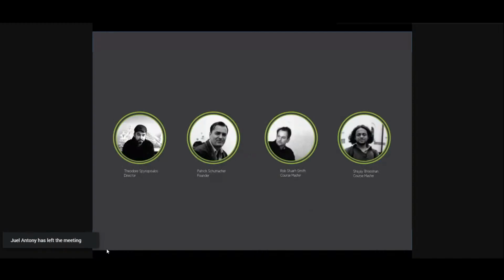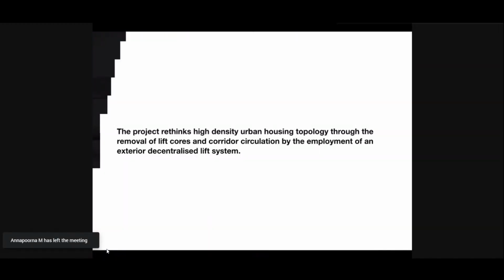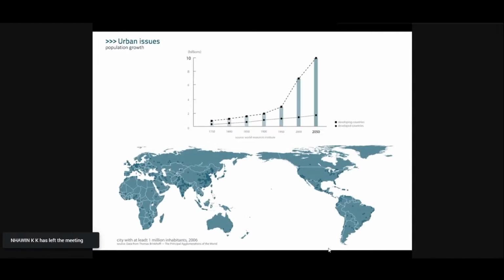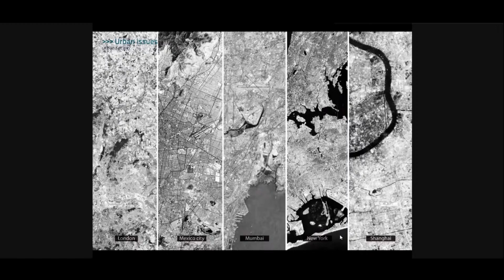The project rethinks high-density urban housing typology through the removal of lift cores and corridor circulation by employment of an exterior decentralized lift system. We look at the future requirement of housing for rapid population growth, and it is expected that by the year 2050, the population will exceed 10 billion. This large population adds another layer of urban sprawl in existing metropolises. As a result, the home-to-work relationship widened due to long commuting time.